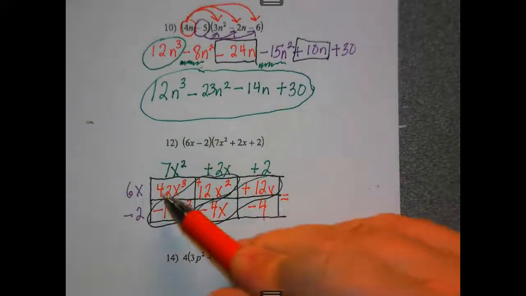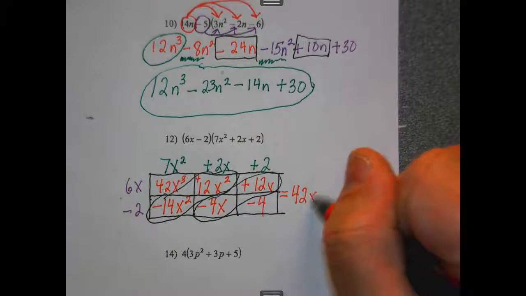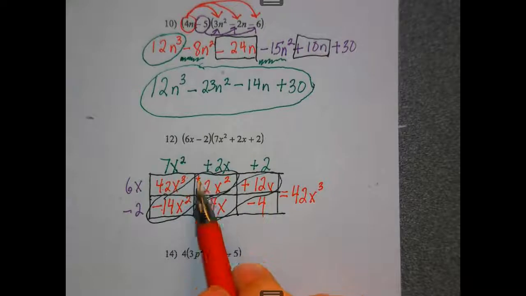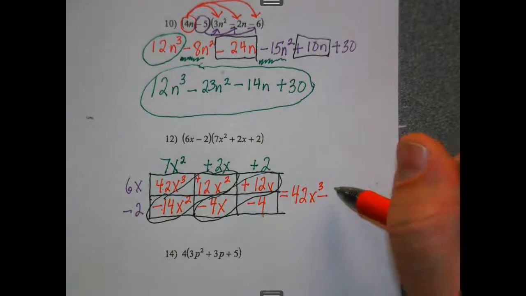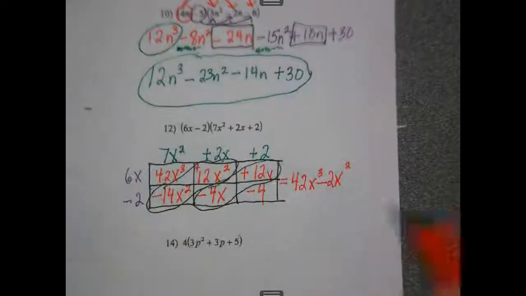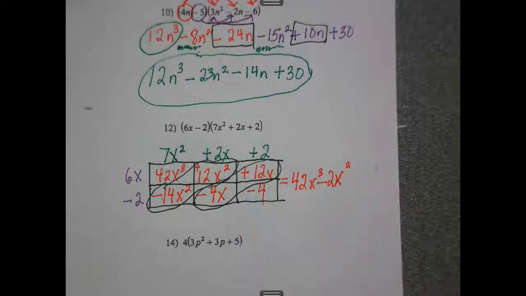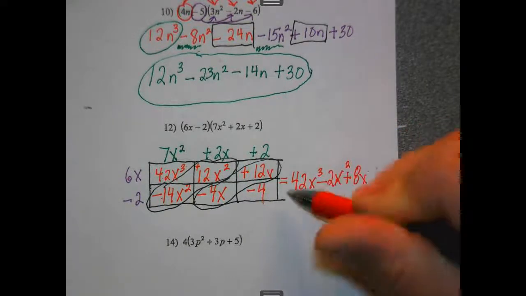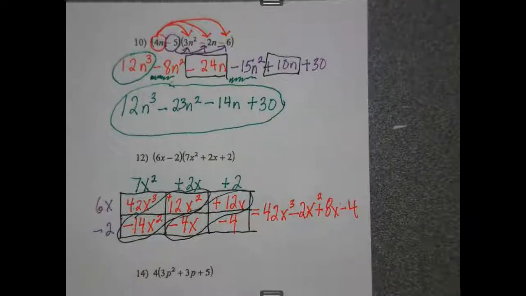Okay, I have 42x cubed. Negative 14x squared plus 12x squared is negative 2x squared. Negative 4x plus 12x is plus 8x. And then I have my negative 4. So, which one do you think is easier?